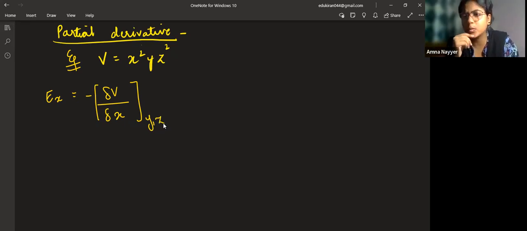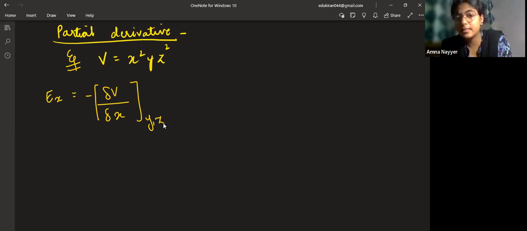Suppose I have 3x square. How do I differentiate 3x square? I keep 3 aside. No, I multiply 3 as it is. I do not make any changes in 3, right? So here also, x, y, z, all the three are variables for you.